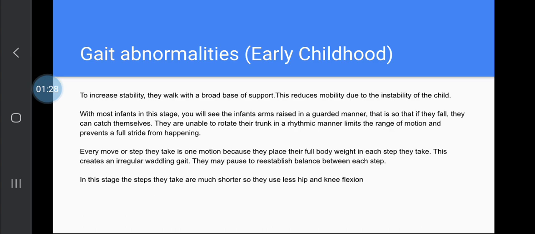They are unable to rotate their trunk in a rhythmic manner, which limits the range of motion and prevents a full stride from happening. Every move or step they take is one motion because they place their full body weight in each step they take. This creates an irregular, waddling gait. They may pause to re-establish balance between each step. In this stage, the steps they take are much shorter, so they use less hip and knee flexion.